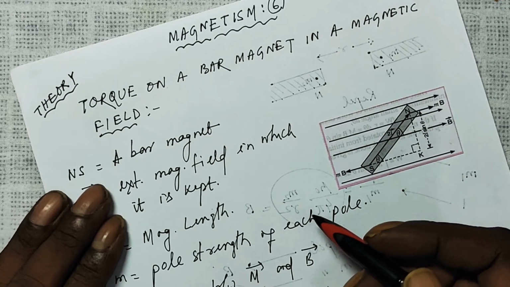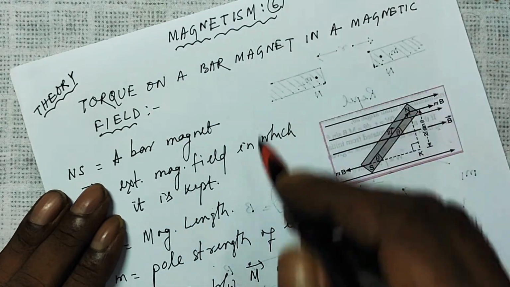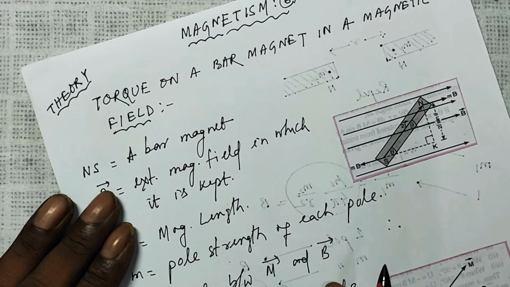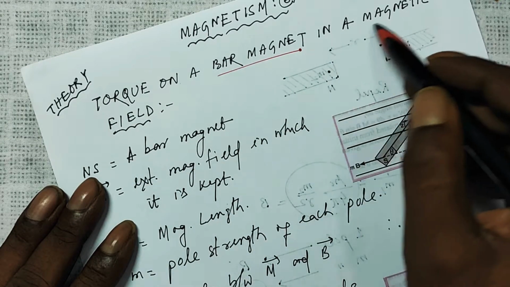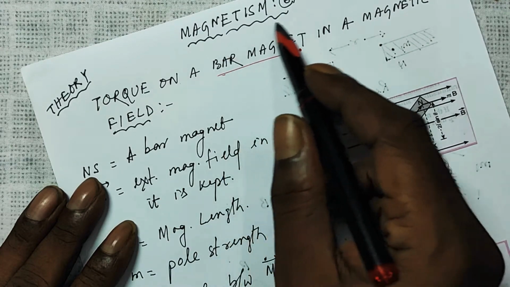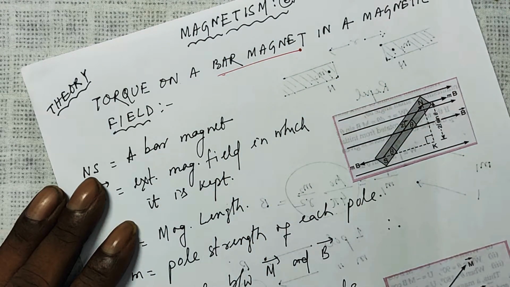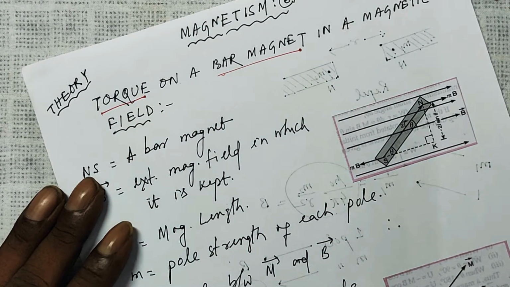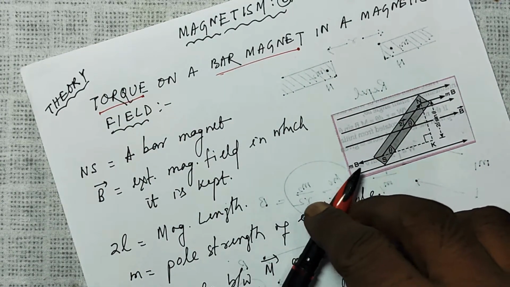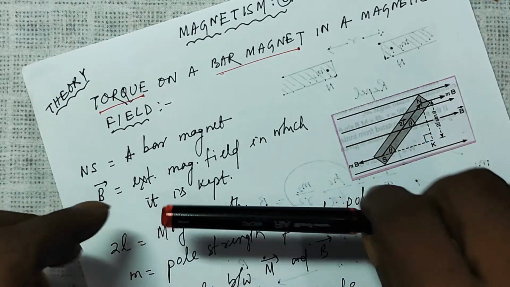Now let us begin a new lesson, Magnetism 6. We will be deriving the torque on a bar magnet in a magnetic field. It means when a bar magnet is kept in an external uniform magnetic field, it experiences a torque. And what is a torque, I'll also explain. A torque is a rotating force, right?